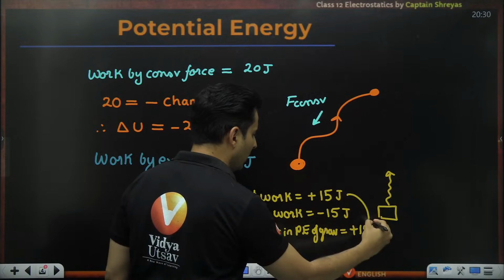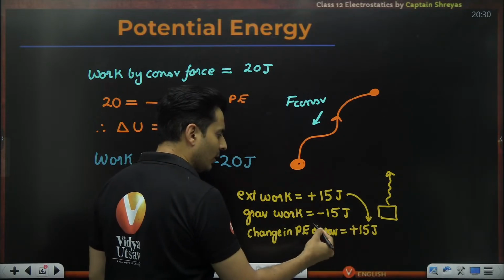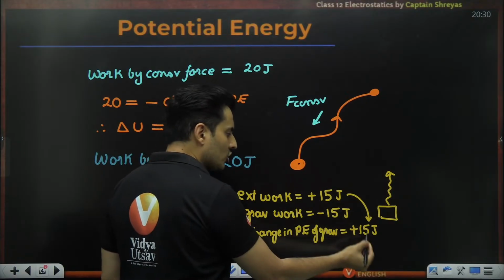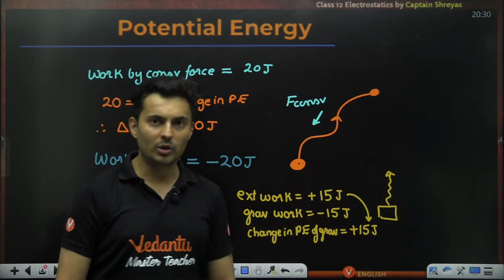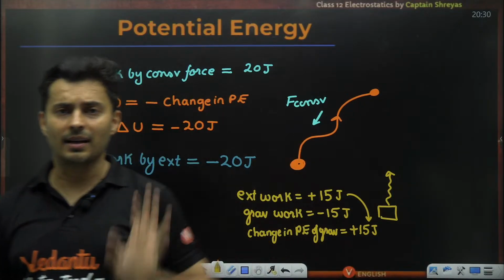So whatever work you did goes and sits inside the potential energy, and the gravitational work is sucking away all that work from the external agent and storing it faithfully inside potential energy. That's why that negative sign comes. So this is the main basic understanding.